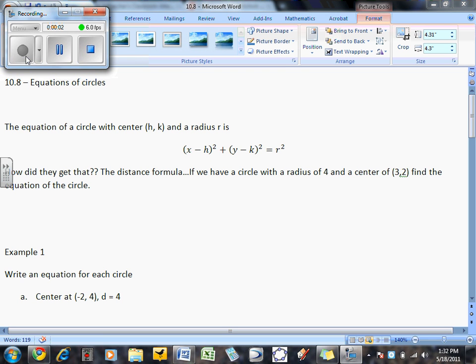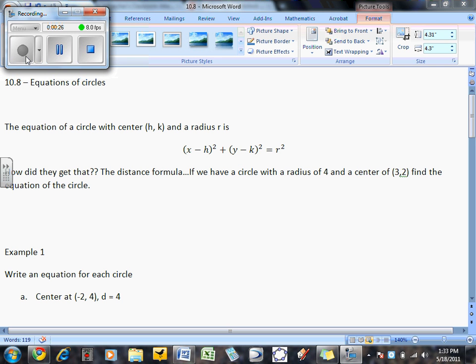Okay, your last section for this year is section 10.8, equations of circles. The equation of a circle with center (h, k), that's just a point, where h is the x value and k is the y value, and a radius r is given by this formula here. It says (x - h) squared plus (y - k) squared equals the radius squared.